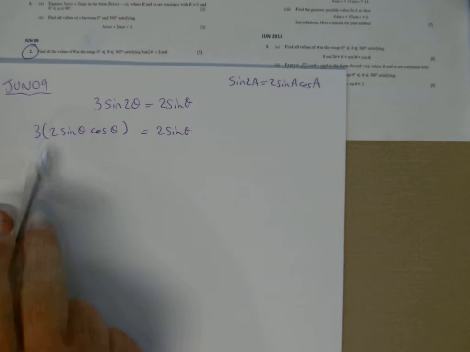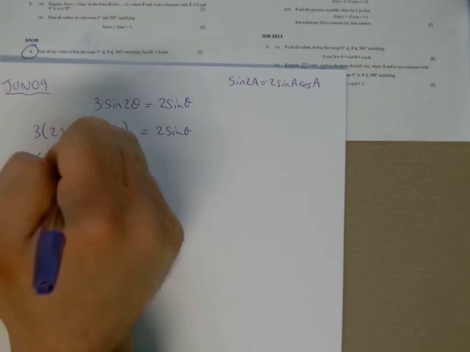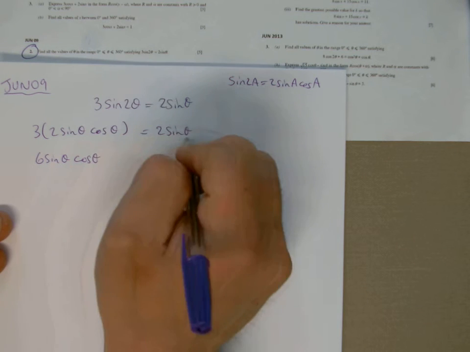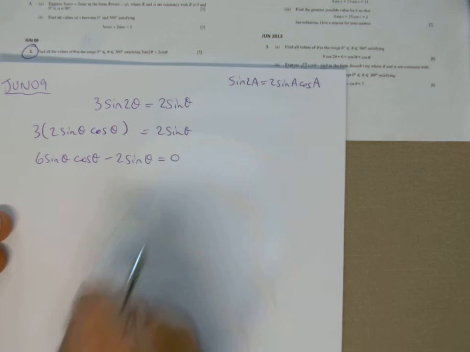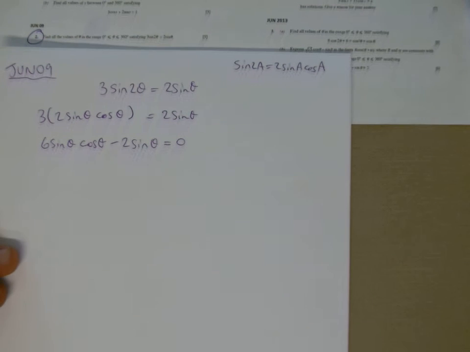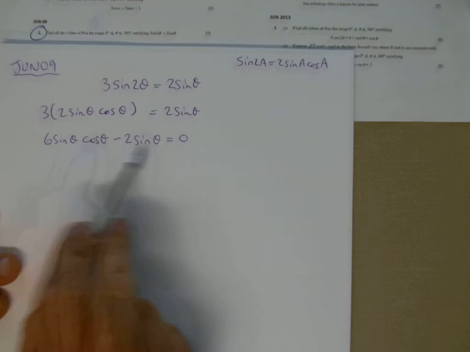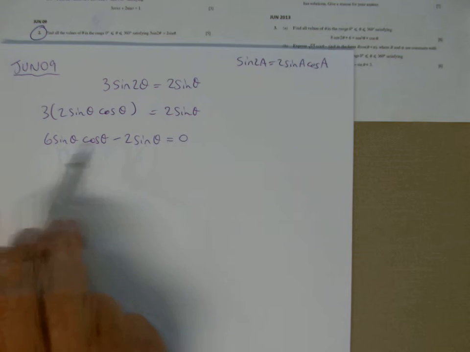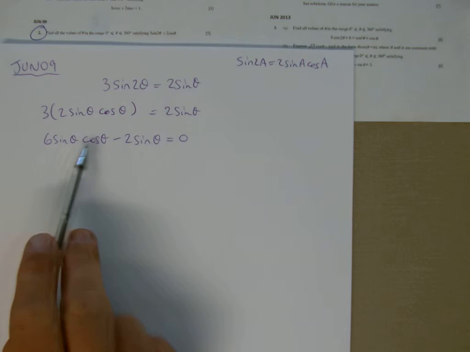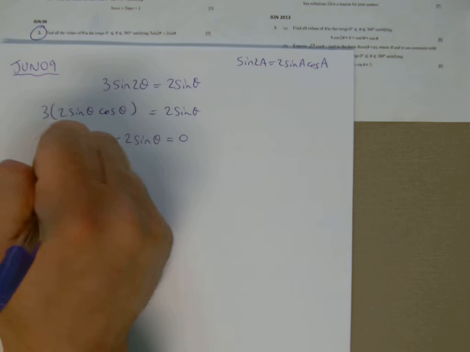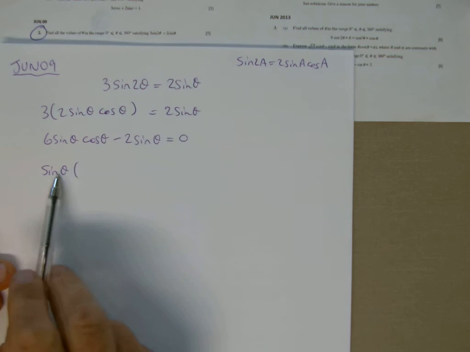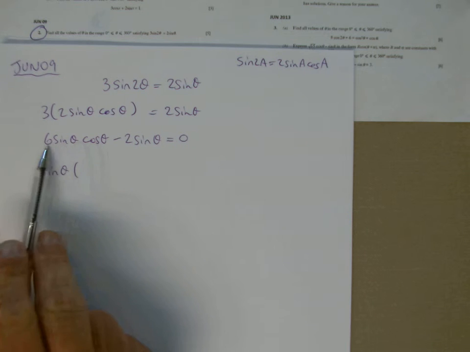And then of course that becomes 6 sine theta when I times by 3. And what I'll do is take that 2 sine theta over, so it becomes minus 2 sine theta, and that will equal 0. What I hope you notice is that these two terms have a common factor of sine theta. We've got to somehow solve this now, and it isn't in a quadratic form, but there's a common factor of sine theta. So I can take sine theta out, and what do I times by sine theta to get this? Well, it'll be 6 cos theta.